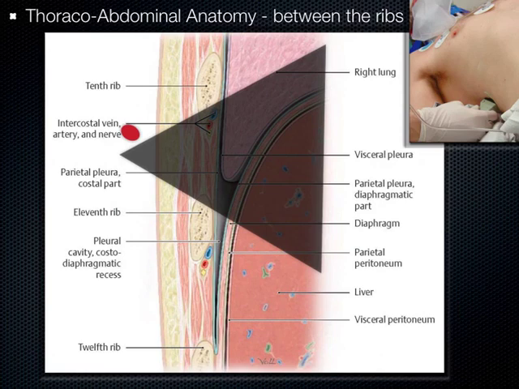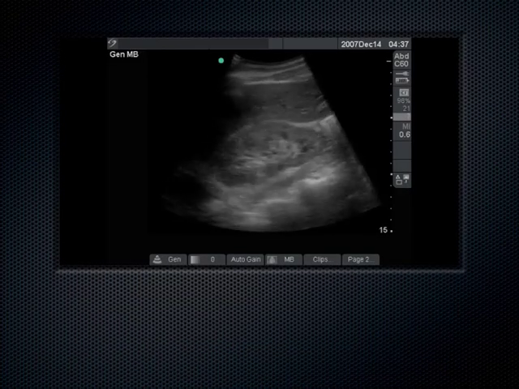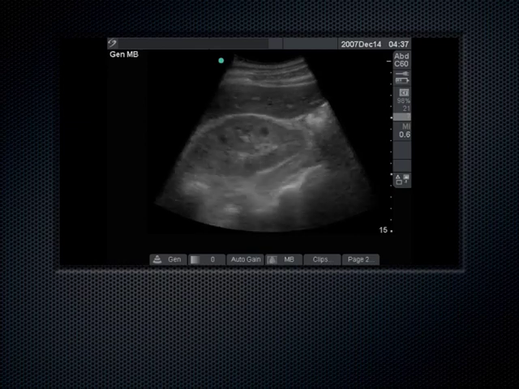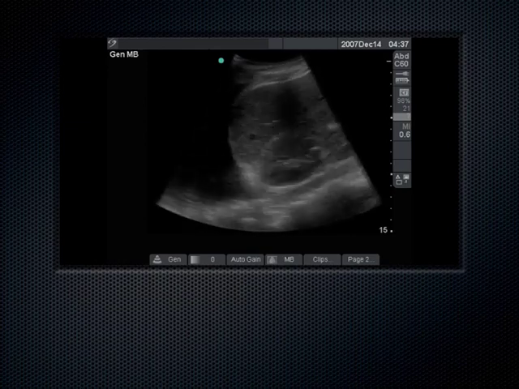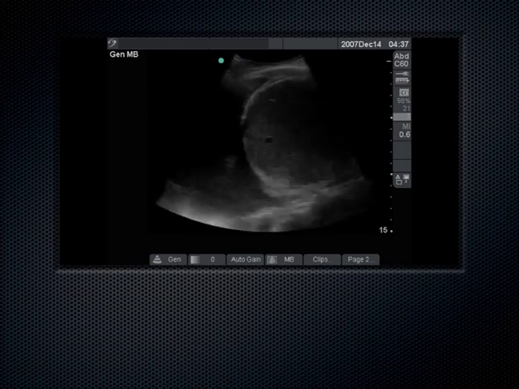So here's a good example of, there's a little picture of Morrison's pouch, kidney, liver, and right above the liver, you see black, which should not be there. That is a pleural effusion, and depending on the situation, it could be pus, blood, transudative fluid. That's more of a clinical diagnosis, but it's definitely fluid in the wrong place.